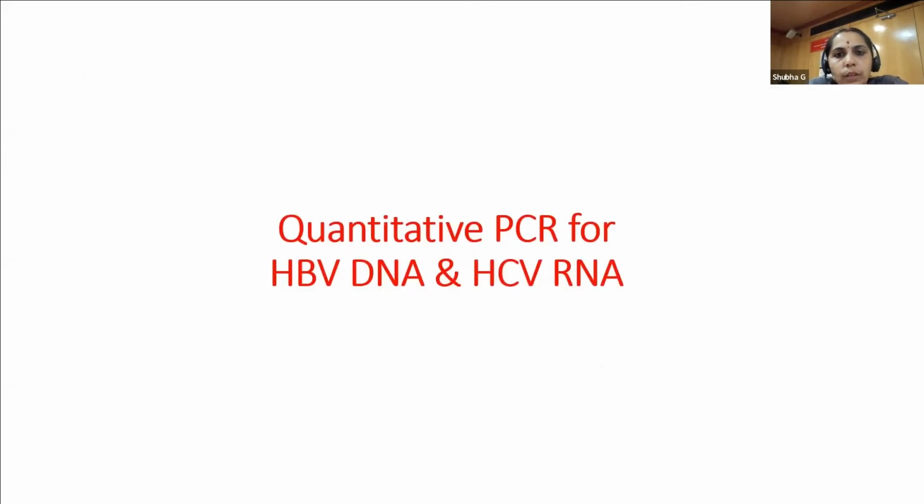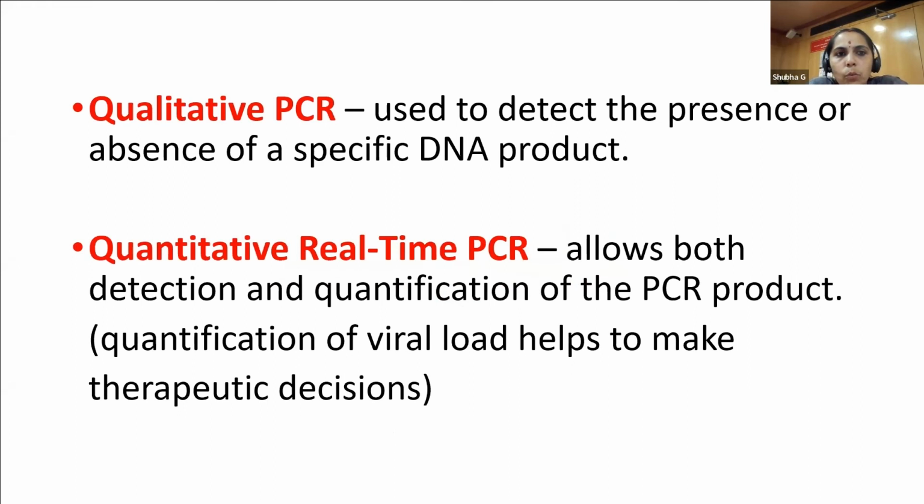So next, we are discussing quantitative PCR for HBV DNA and HCV RNA. So there are two types of PCR, as we know. One is the qualitative, which is used to detect the presence or absence of a specific DNA product. Whereas quantitative real-time PCR allows both detection and quantification of the PCR.